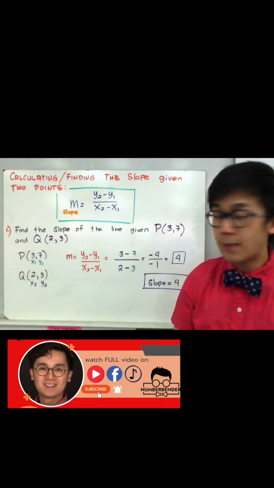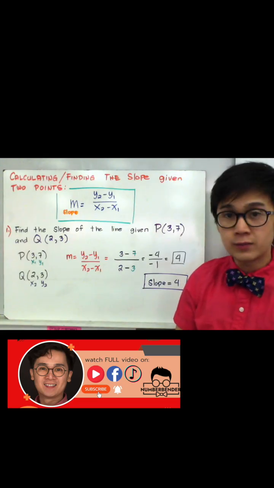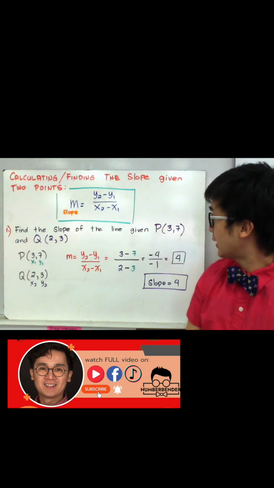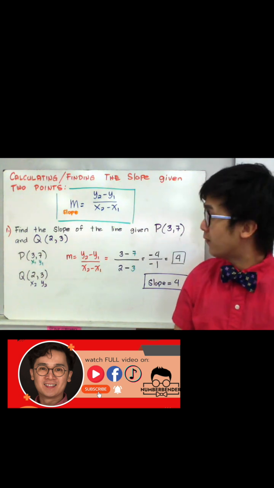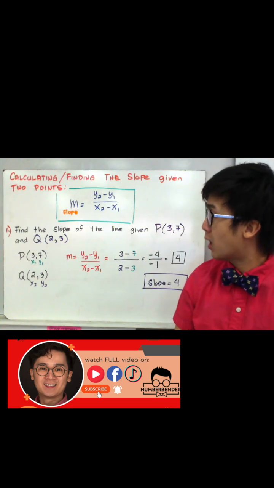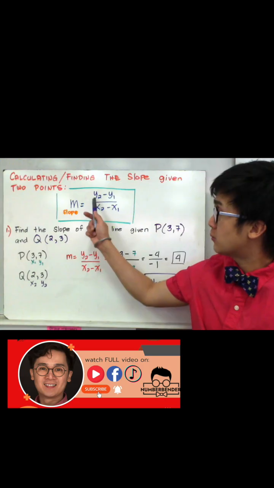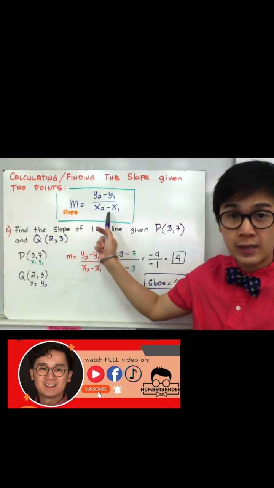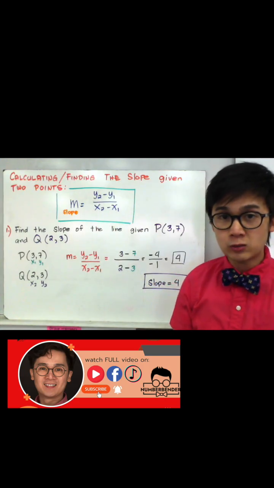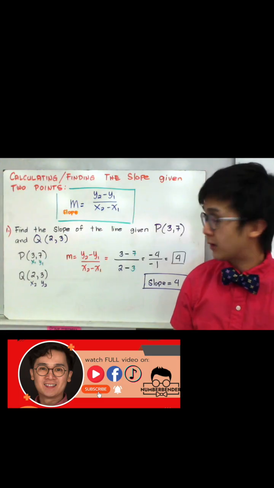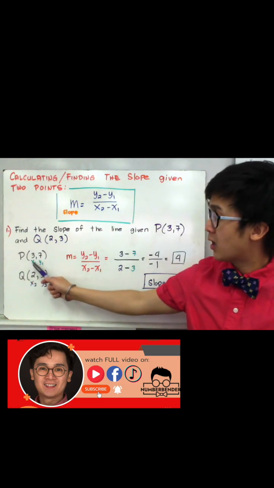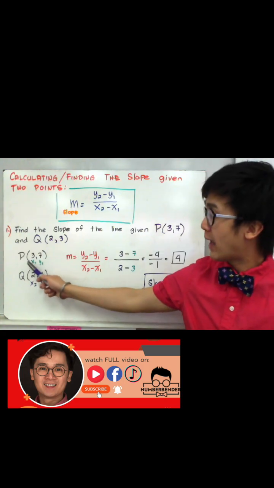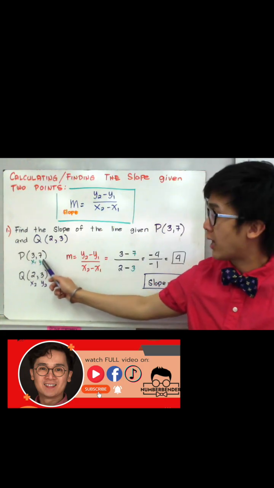So for the first example, we need to find the slope of the line given 2 points. The first point is P, which is 3, 7, and the second point is Q, which is 2, 3. In finding the slope of this particular line using the formula y sub 2 minus y sub 1 all over x sub 2 minus x sub 1, your first step is to label each of your ordered pairs. So for our point P, we have the pair 3 and 7, so our x will be 3 and y will be 7.